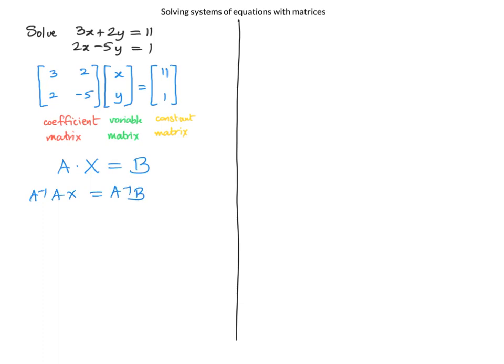So A inverse AX equals A inverse B. Now, of course, A inverse A is going to be identity. So this is identity times X equals A inverse times B. Well, identity times X is just X. So X equals A inverse times B.